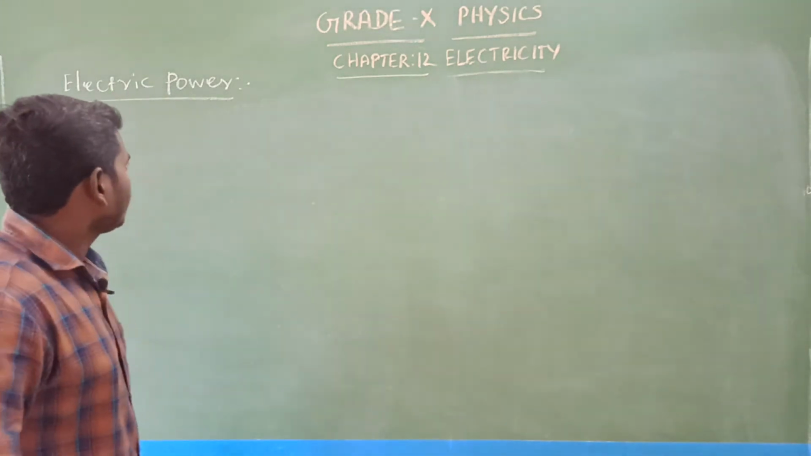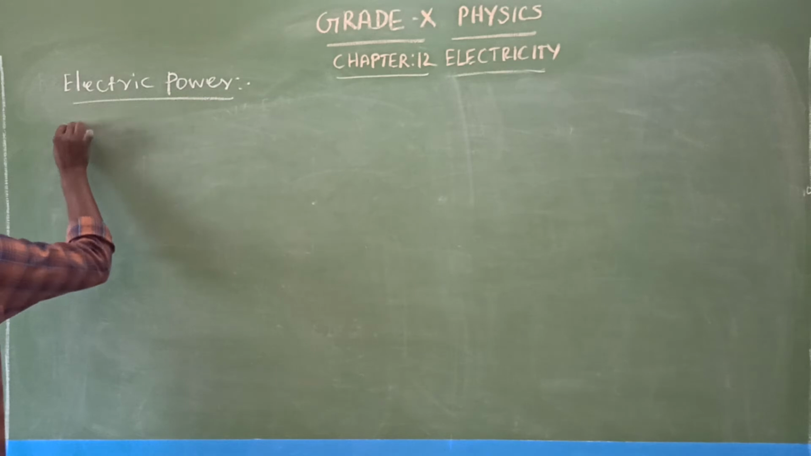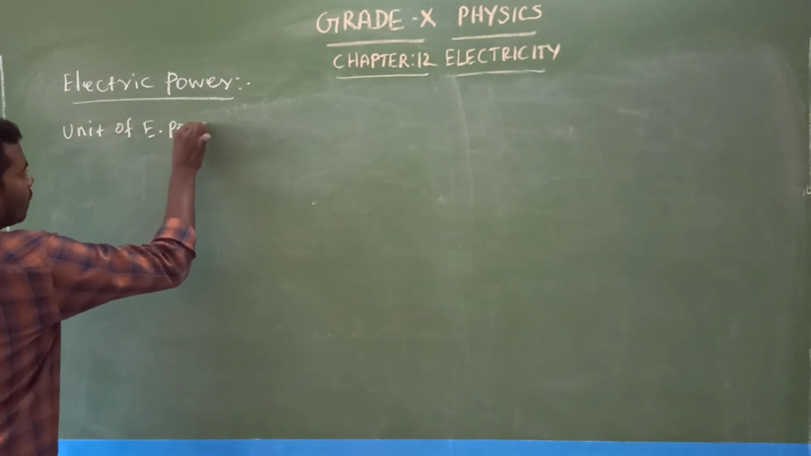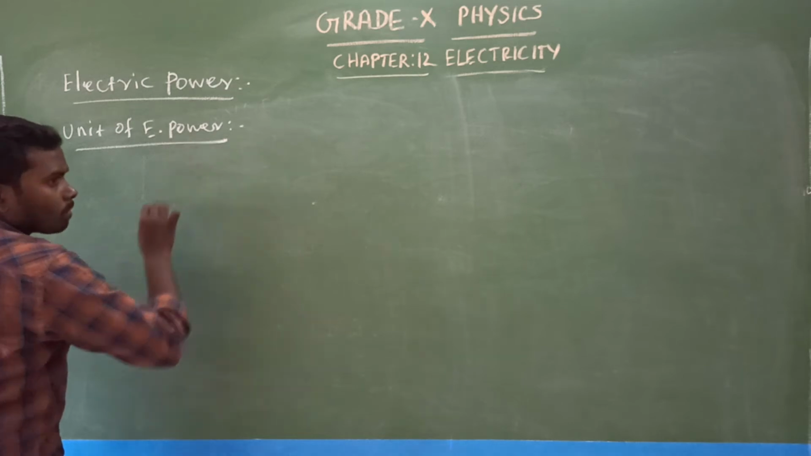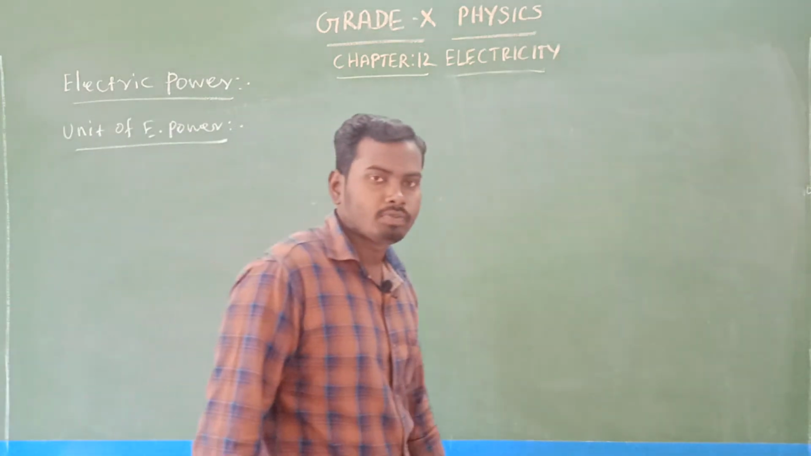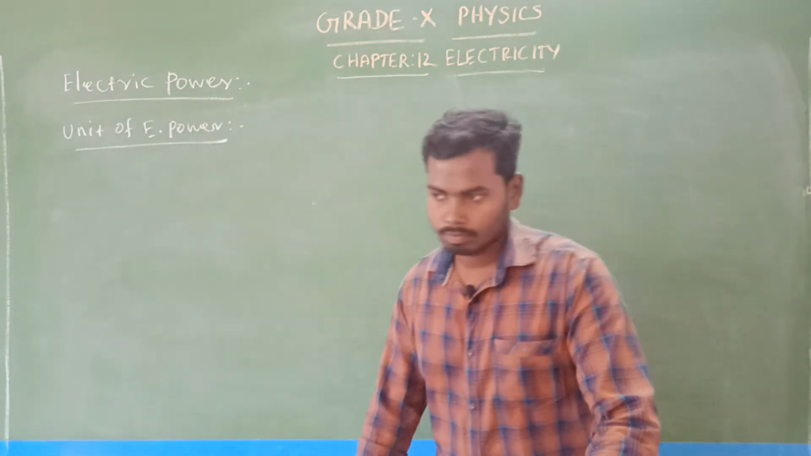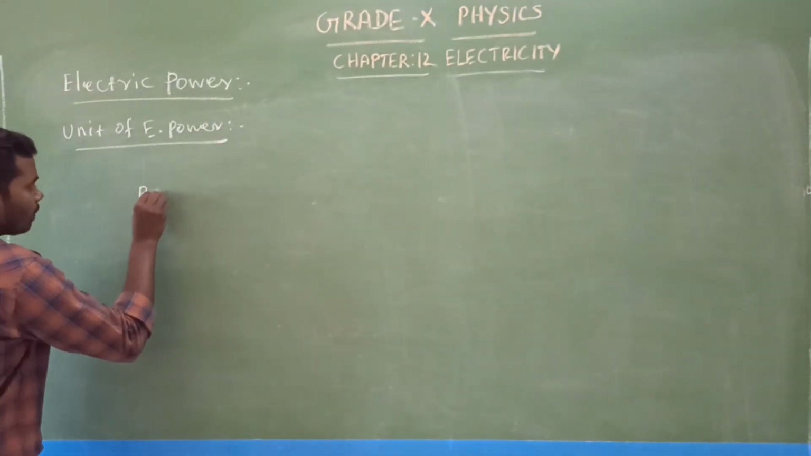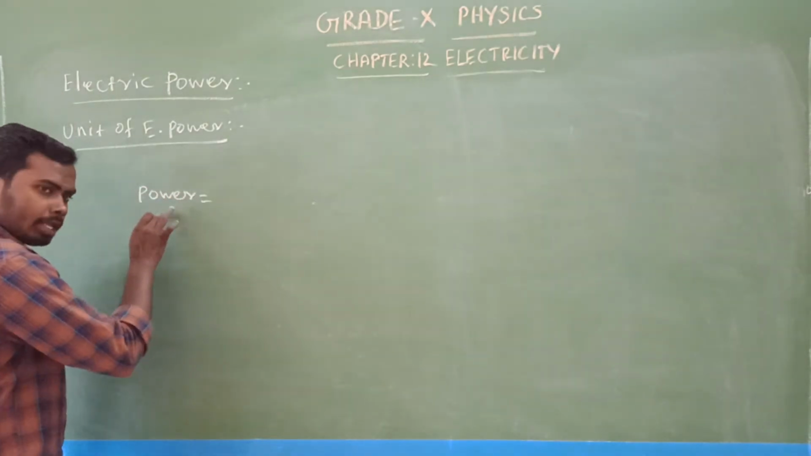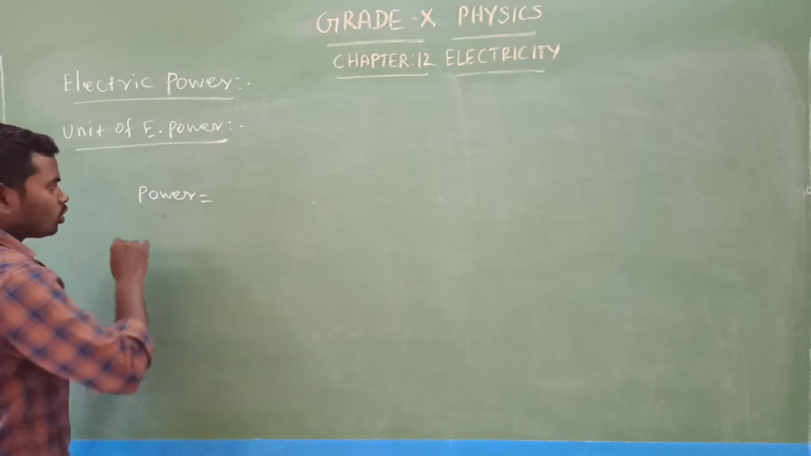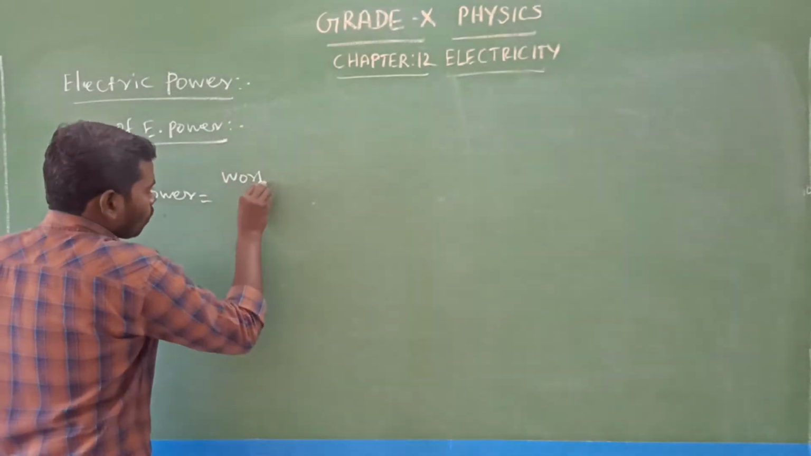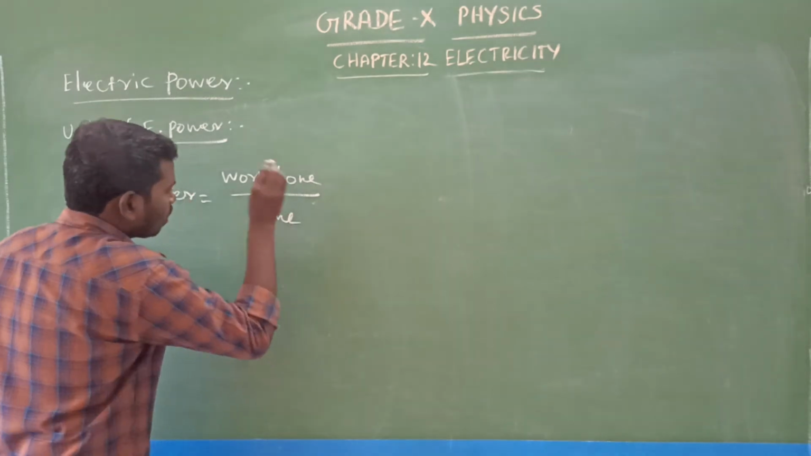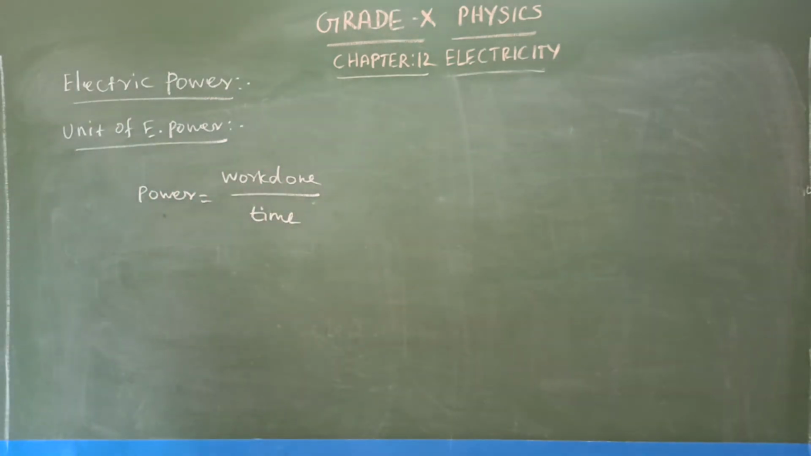So what is the SI unit of electric power? Next we are going to see the unit of electric power. Is it clear? Look here. Already we know power, or electric power, both have the same meaning, so don't get confused. Power is equal to work done divided by time. Am I right? Yes.